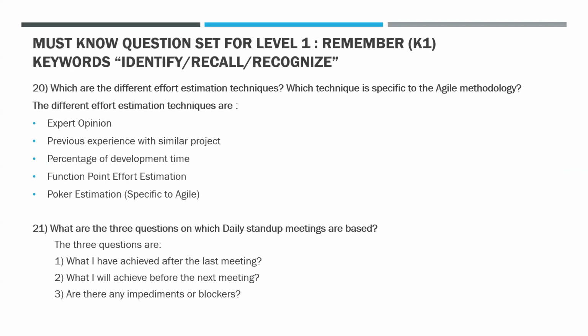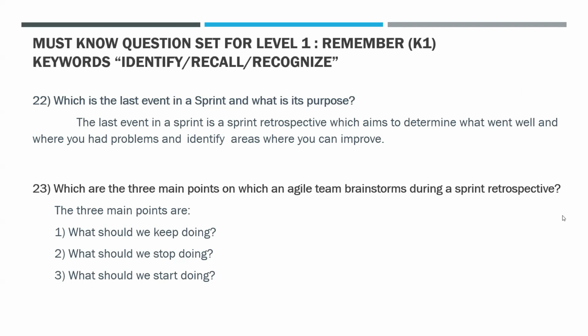What are the 3 questions on which daily stand-up meetings are based? The 3 questions are, what I have achieved after the last meeting, what I will achieve before the next meeting, and are there any impediments or blockers? Well, coming to the 22nd question, which is the last event in a sprint and what is its purpose?